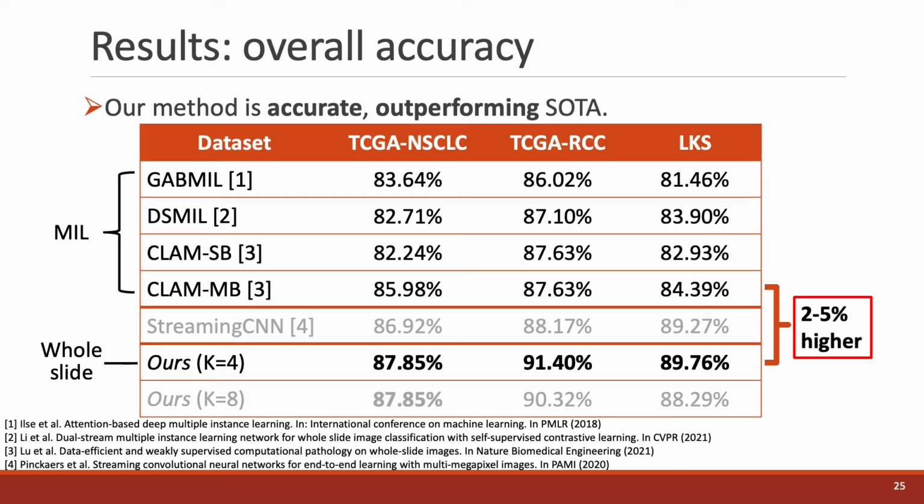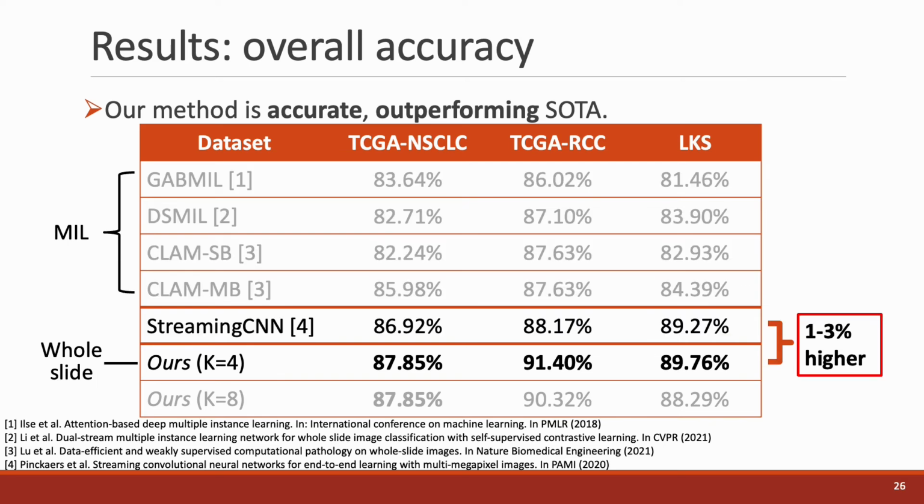Because we need so much less memory, we are able to fine-tune the pre-trained features and actually improve classification rates. We compare the testing accuracy of our methods with a number of SOTA multiple instance learning-based methods. Our results show that our method is 2 to 5% more accurate than the best multiple instance learning-based methods. When it comes to streaming CNN, which is the previous whole slide level method, our method is 1 to 3% better.